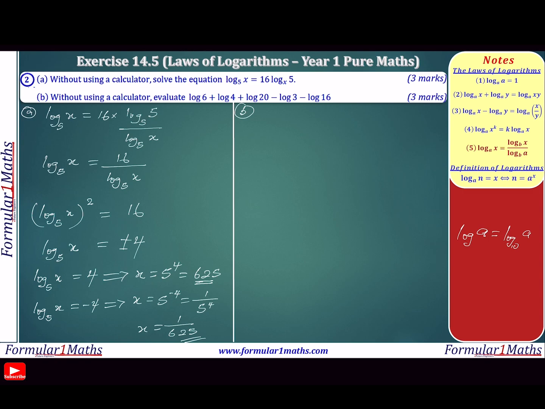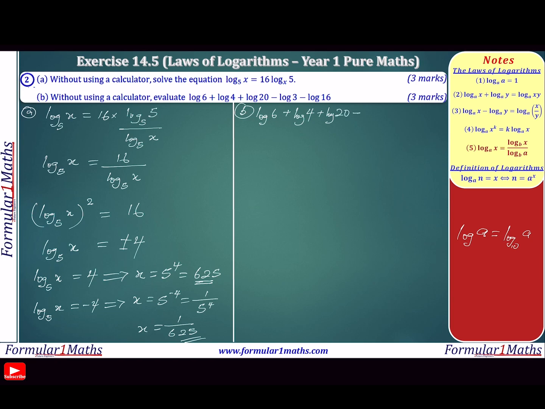So log written without any base means log to base 10. And so for question 2b, all these bases here are base 10. So I'm going to rewrite the whole equation again, but I'm going to introduce brackets conveniently to enable me to solve this question as follows. So I can have log 6 plus log 4 plus log 20 minus.